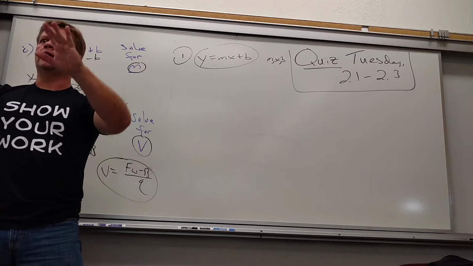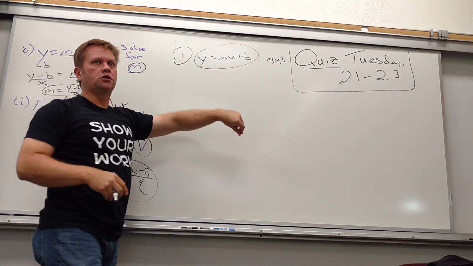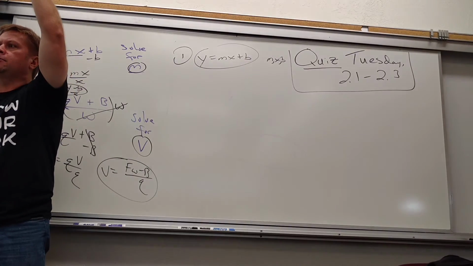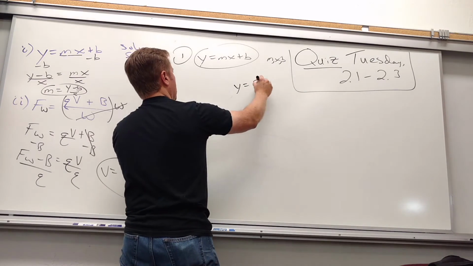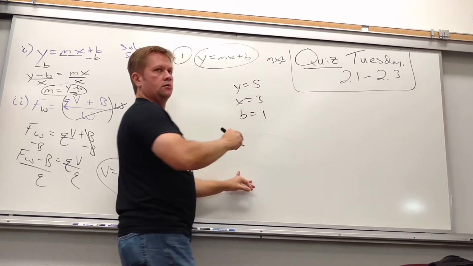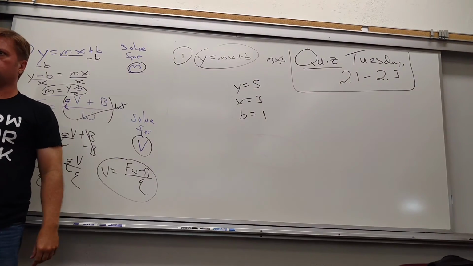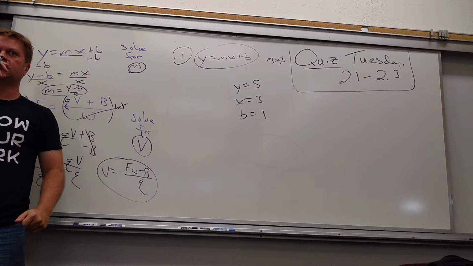But what if I then said, now I'm going to tell you what y, x, and b are. I want you to solve for m. Here's 20 problems where you have to do it. So if I said y is 5, x is 3, and b is 1, could you solve for m? All right, do it real quick.